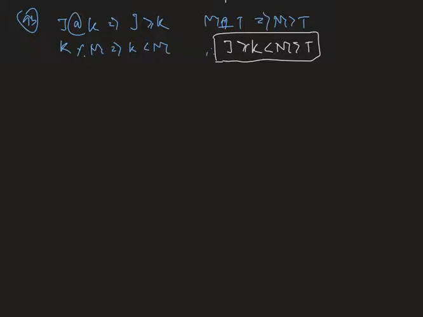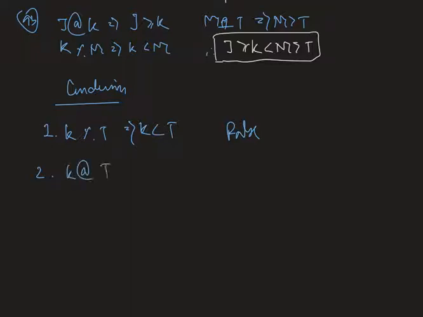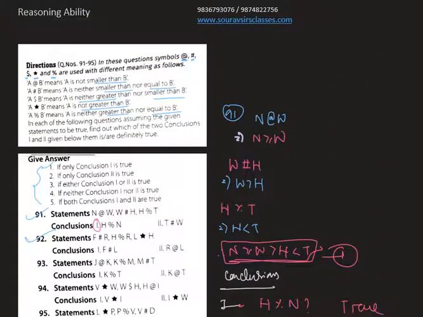Now let's check the first conclusion. The first conclusion is K percentage T. This implies K is strictly less than T, which is a false statement. Now the next conclusion is K at the rate T. That means K is greater than equals to T, which is also a false statement. Therefore, from the given options, we can say that neither conclusion 1 nor 2 is true, therefore 4 is the correct one.